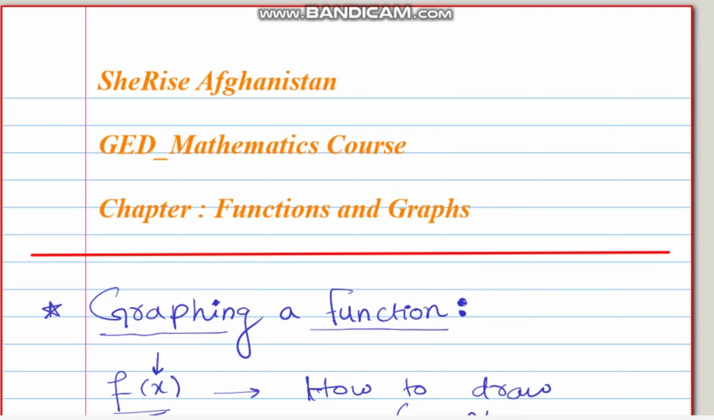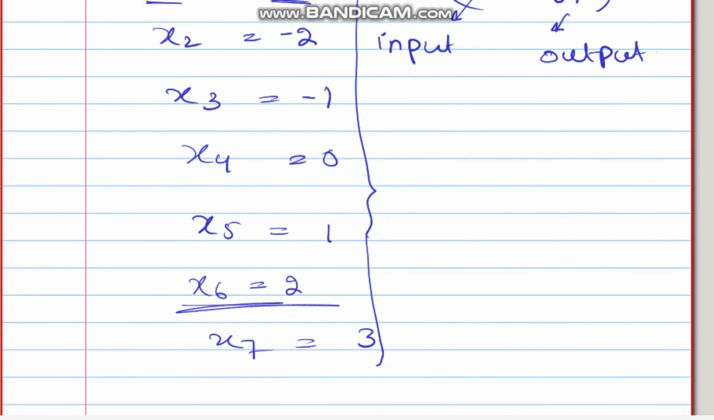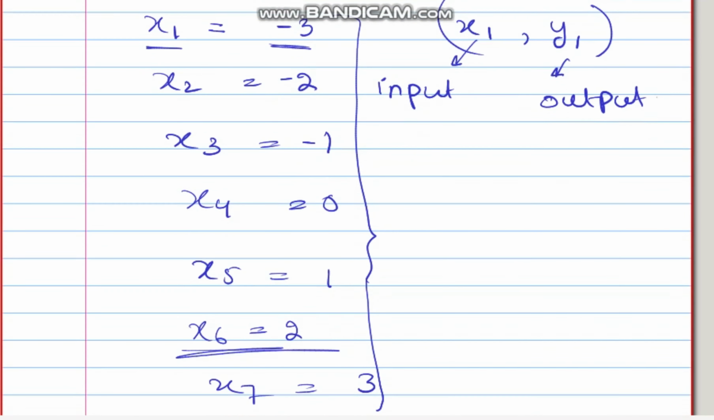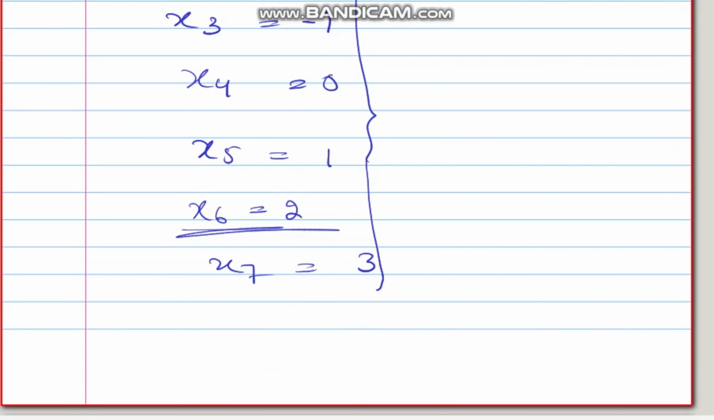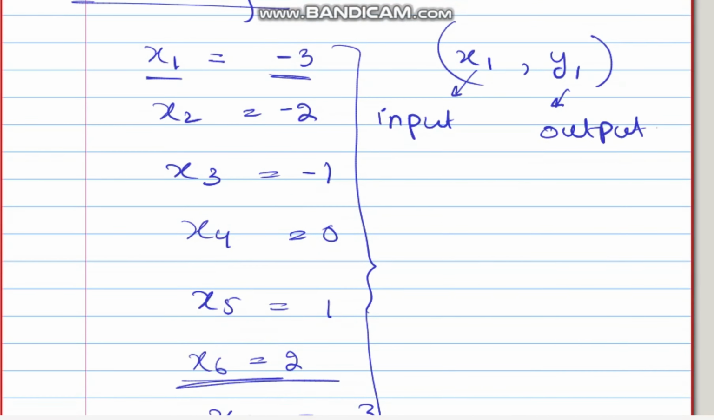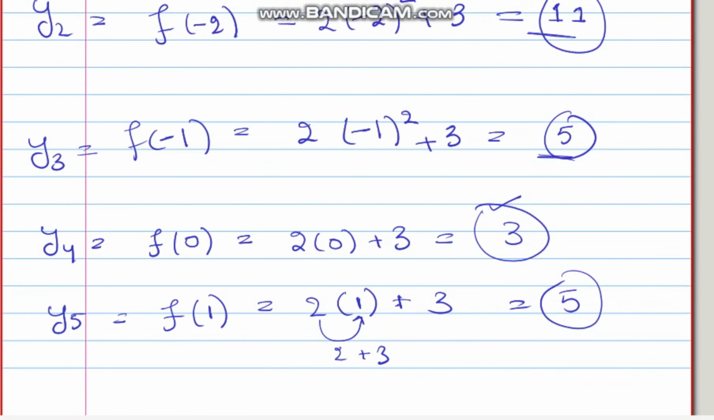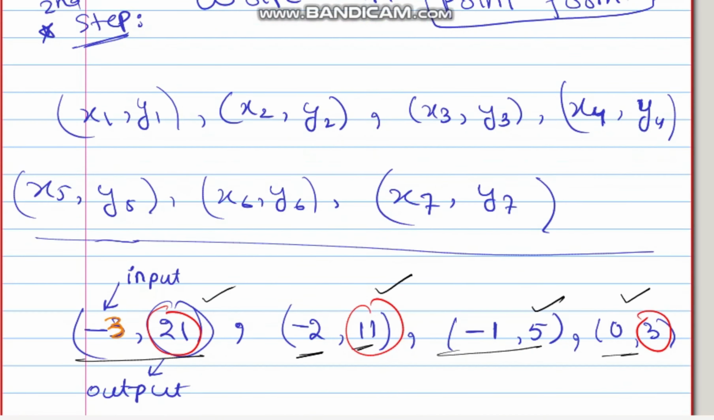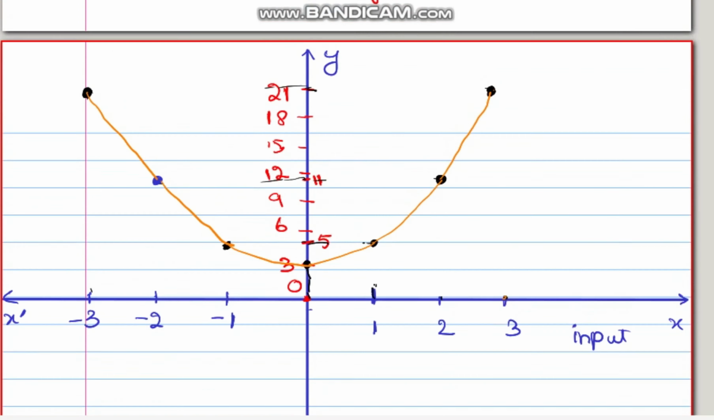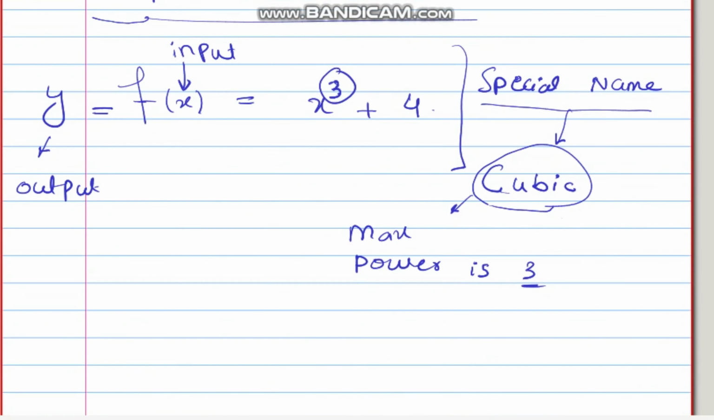Again, I am explaining how to graph a function. First of all, assume the inputs. I assume the inputs here: x1, x2, x3, x4, x7. Try to assume more and more inputs, because it will give you a good graph. Find the outputs. Write in point form. Draw the points, and join the points. So this was our today's lecture.